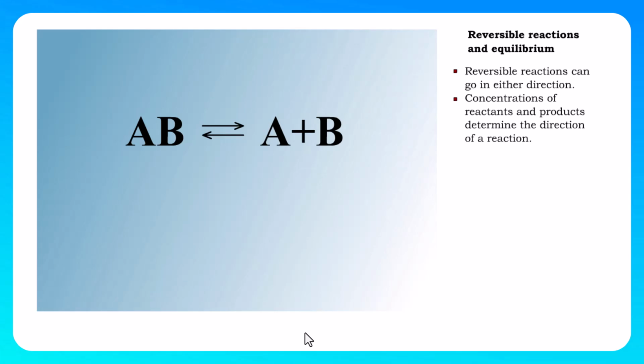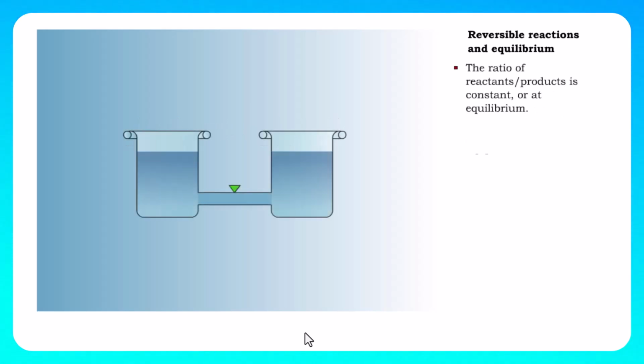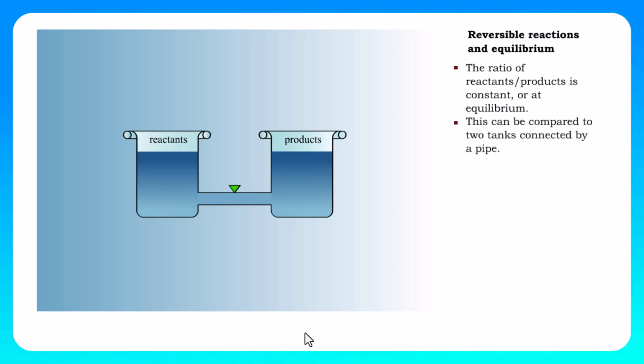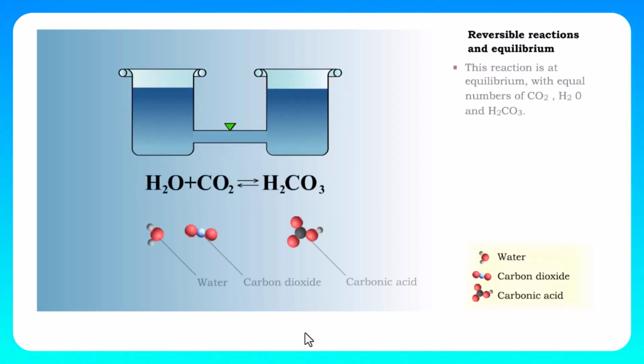Many reactions are reversible, which means that they can go either direction. One major factor that determines the direction of a reaction is the concentration of the reactants and products. For any particular reversible reaction, the ratio of reactants and products will remain constant. The reactants and products will be at an equilibrium. If there is an increase in concentration of the reactants, some of them will react to become the products.